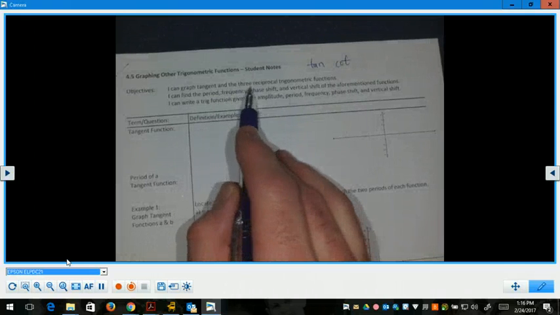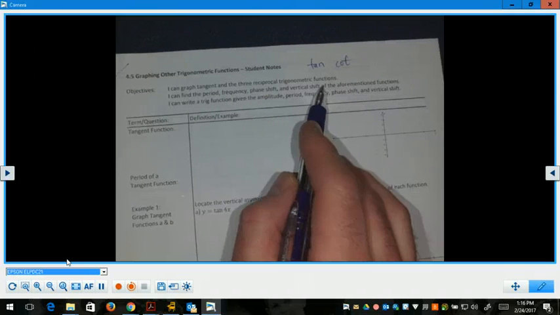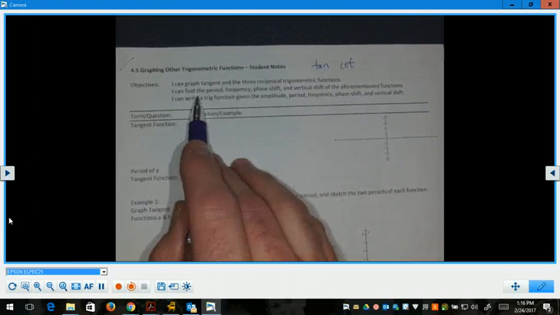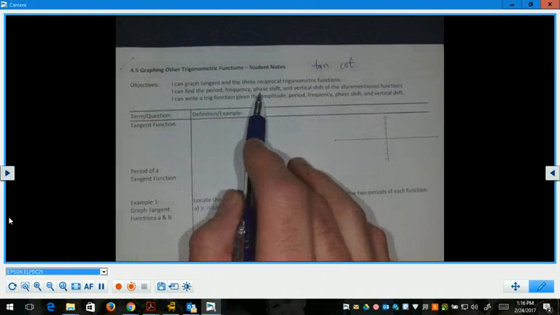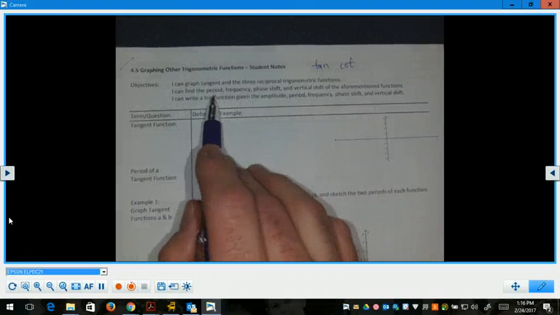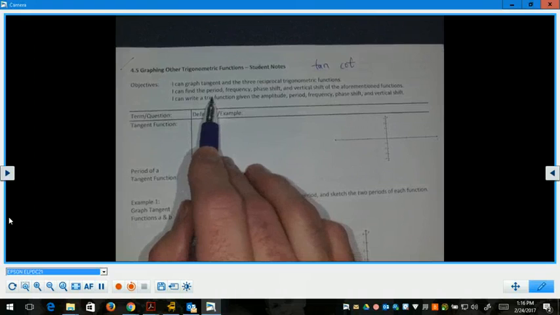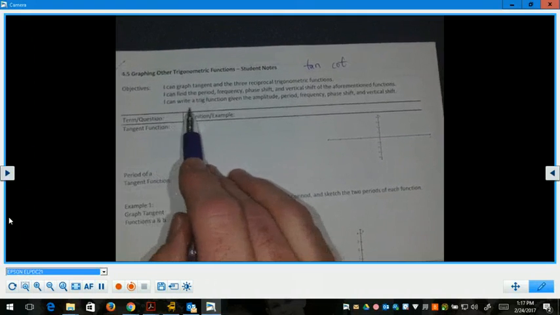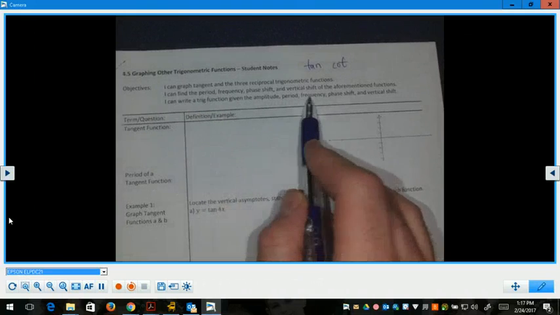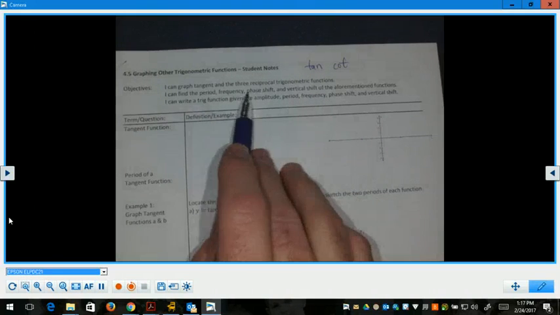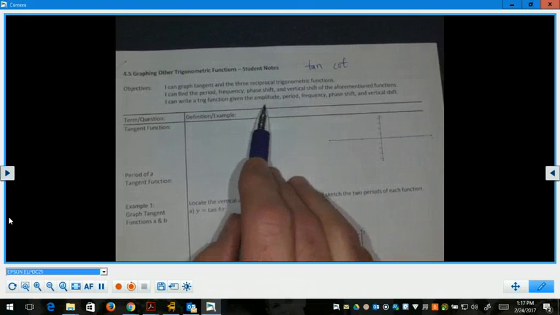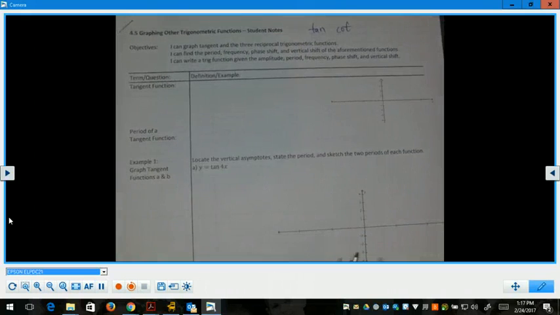And then the next lesson we'll do reciprocal functions for sine and cosine, which are cosecant and secant. Can you find the period, frequency, phase shift, which most of that stuff's the same except the period's a little different. The period for tangent is not the same as the period for sine and cosine. And can you write a trig function given amplitude? You kind of did that on yesterday's homework. So if you know how to do those things, you'll have an opportunity to try some of those, and we'll solidify that at the next lesson as well.